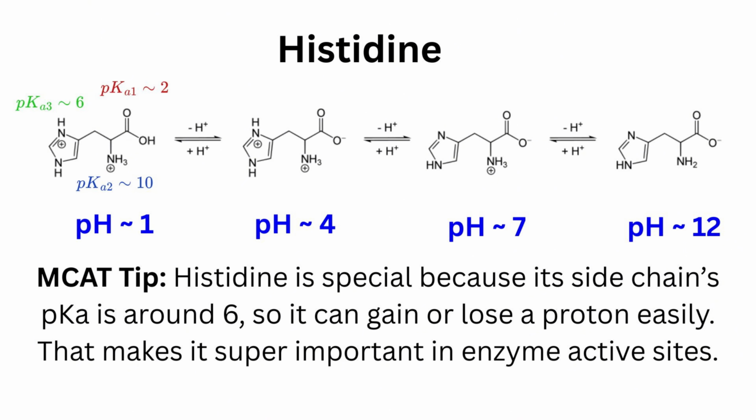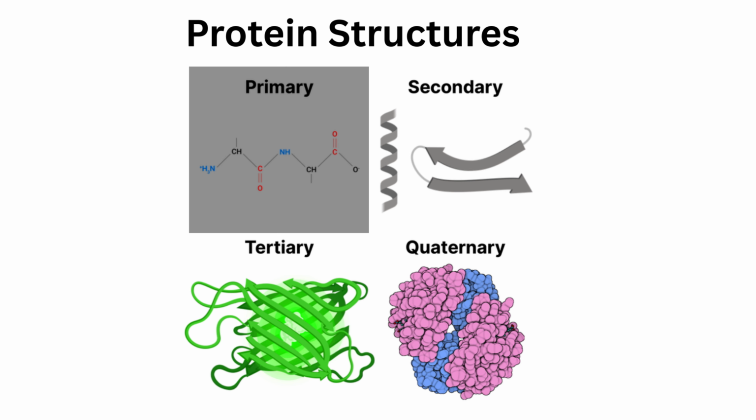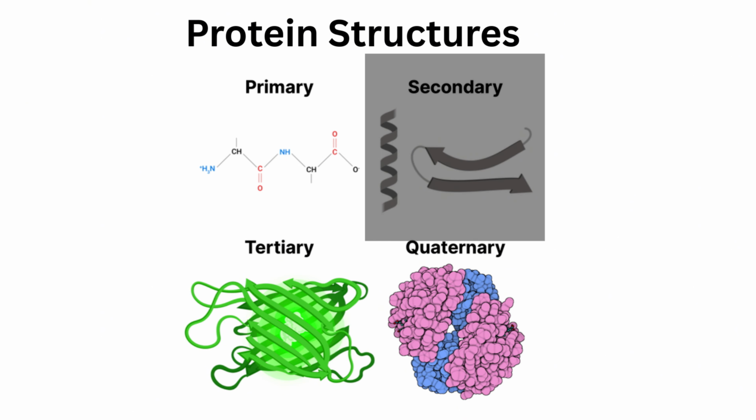When amino acids join together, they form long chains that must adopt specific shapes to carry out their roles in the cell. These shapes are organized into 4 levels of protein structure. Primary structure refers to the linear sequence of amino acids in the polypeptide chain held together by peptide bonds. Secondary structure describes local folding patterns stabilized by hydrogen bonding, such as alpha helix and beta sheet.